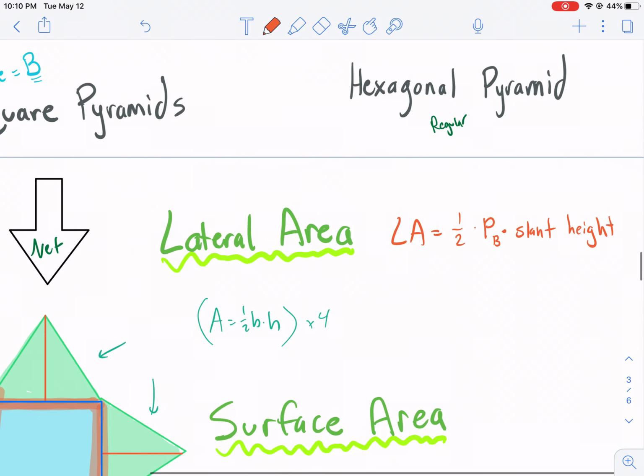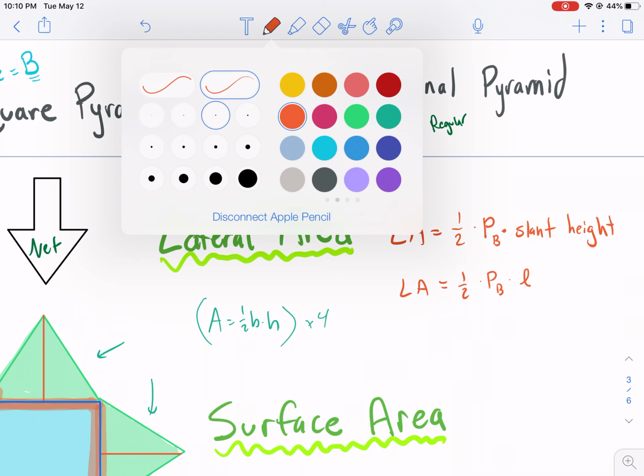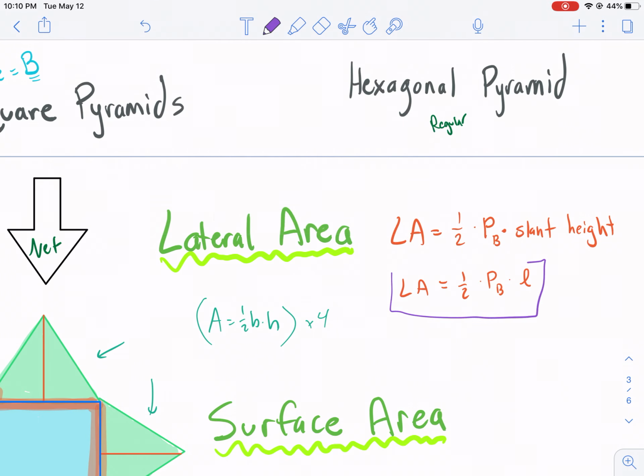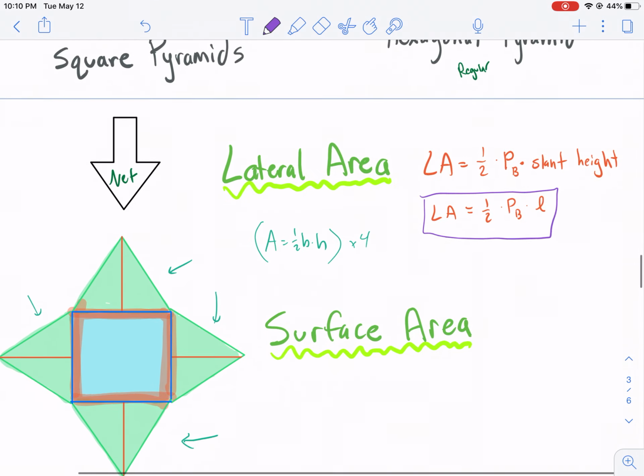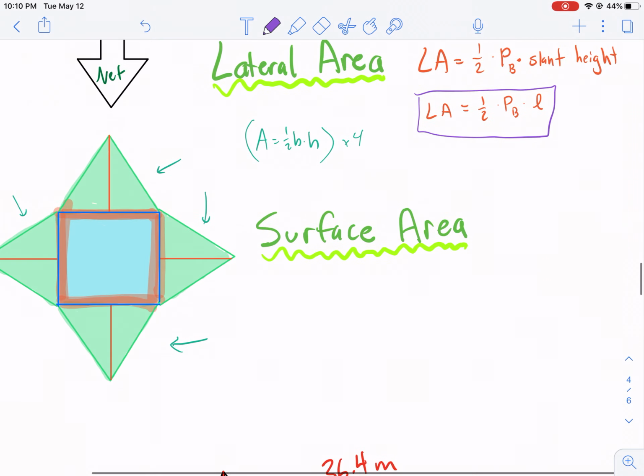Okay, and slant height is usually distinguished with this little L. Okay, so this is your formula for lateral area. Now surface area is pretty intuitive after this.